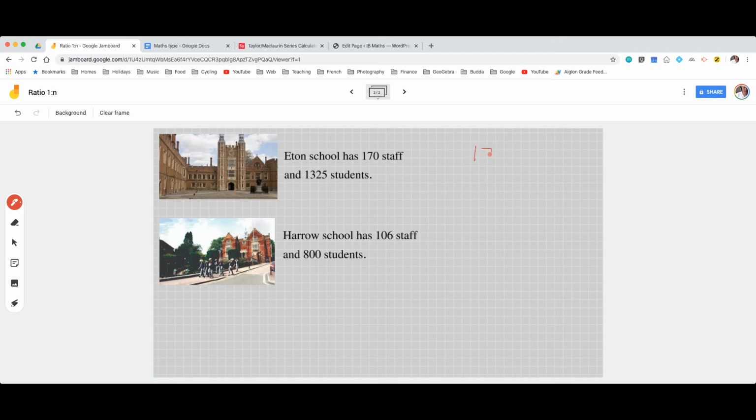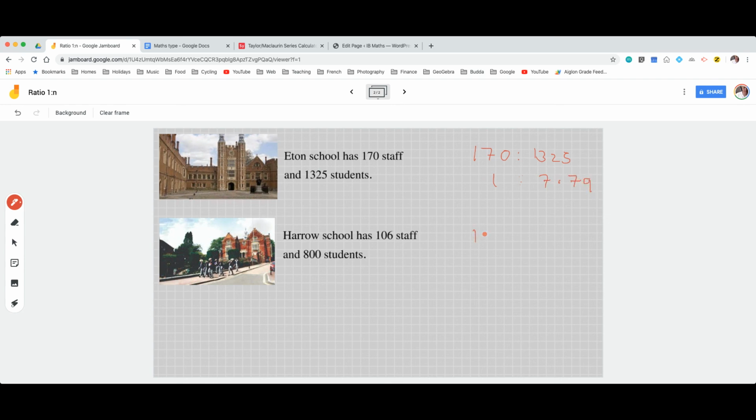So I've got 170 to 1325. I divide this by 170 to get 1. I divide 1325 by 170 to get 7.79, which is about what their website says.